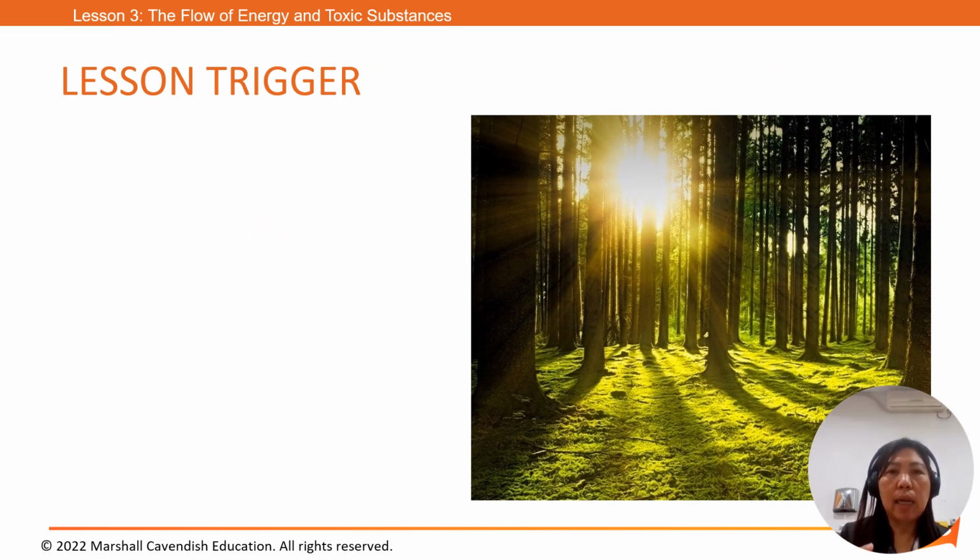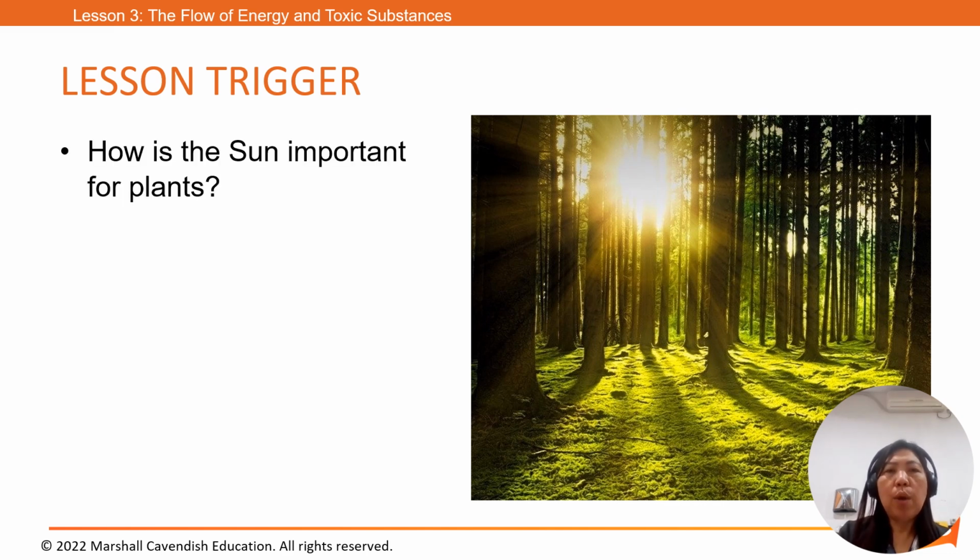Let's start this lesson by looking at the picture on the slide. What can you see from this picture? Yes, true. We are looking at the forest where there is sunlight. We are going to repeat again our lesson from primary 1 maybe until primary 5.